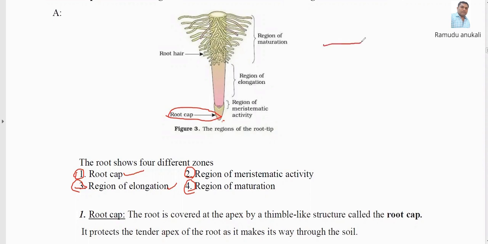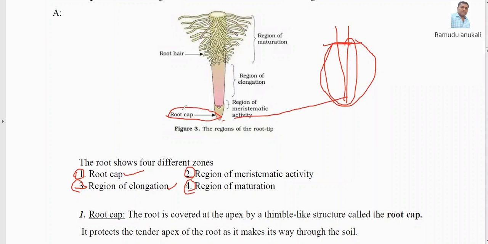Here I will draw: this is the soil, this is the stem, and this is the root. When we take this terminal part, it is called the root cap. After the root cap there will be the region of elongation, and between the root cap and the region of elongation there is rapidly dividing tissue, the region of meristematic activity, and the fourth one, the region of maturation.